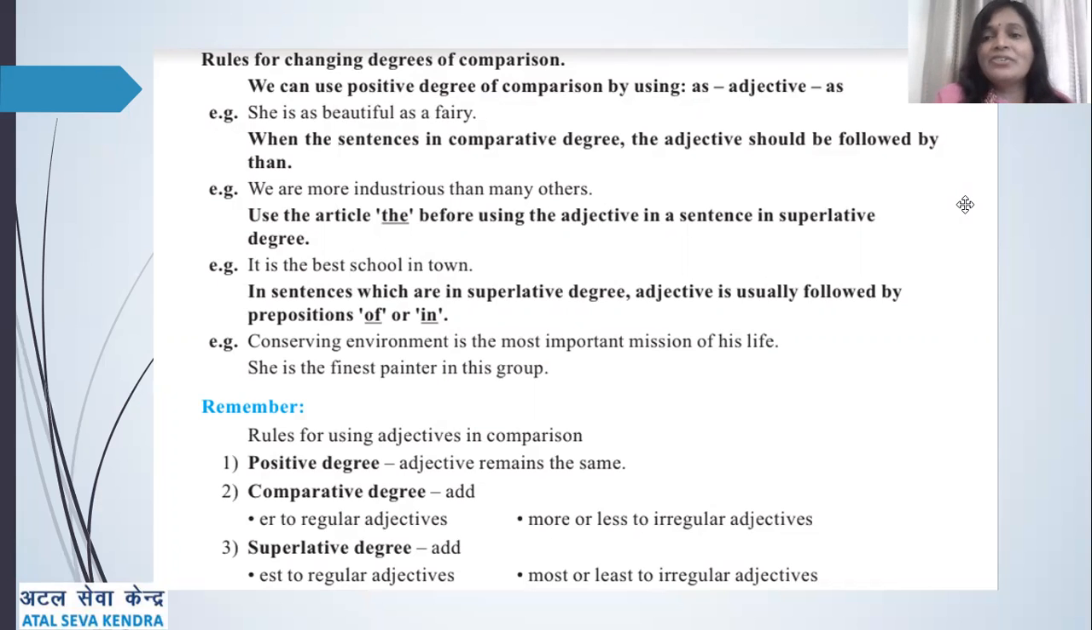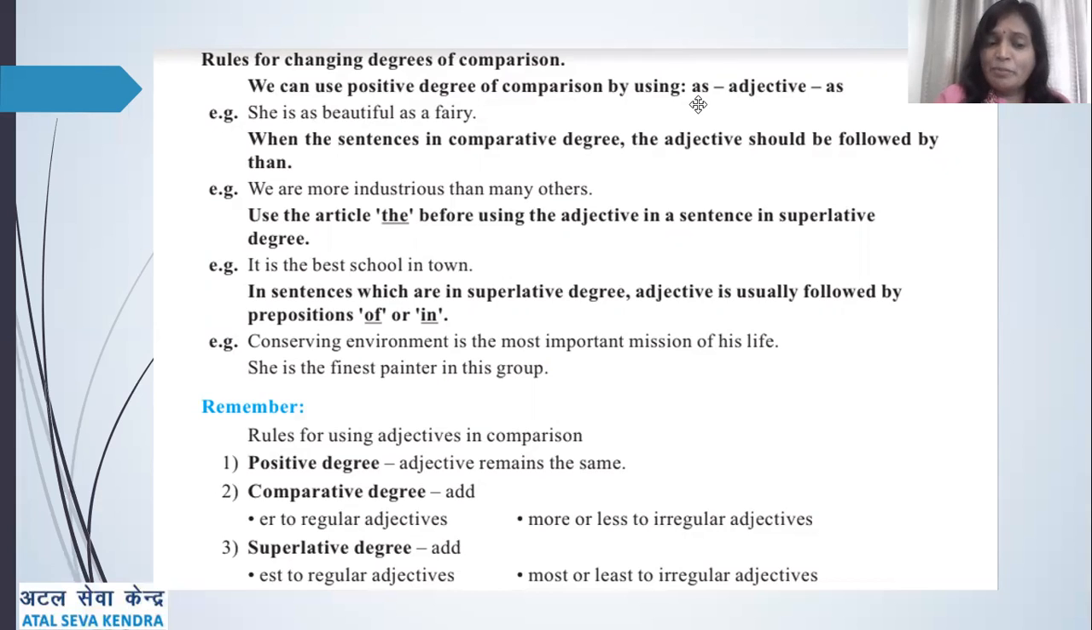We are more industrious than many others. Use the article the before using the adjective in a sentence in superlative degree. It is the best school in town. All right. In sentences which are in superlative degree, adjective is usually followed by preposition of or in. Conserving environment is the most important mission of his life. She is the finest painter in his group.